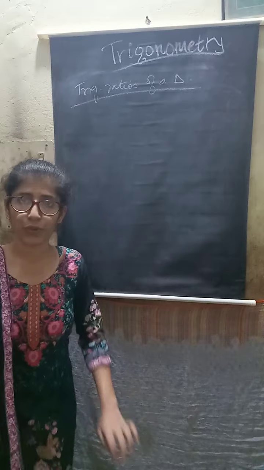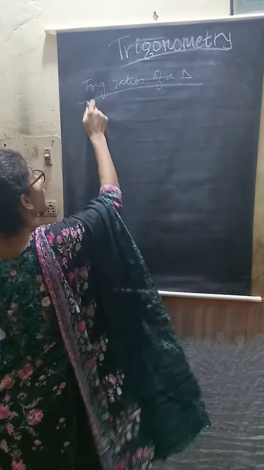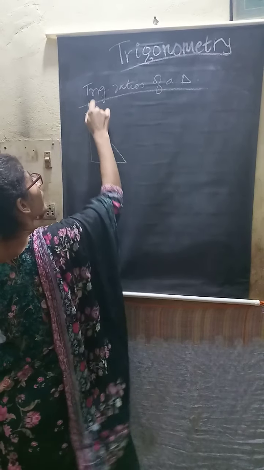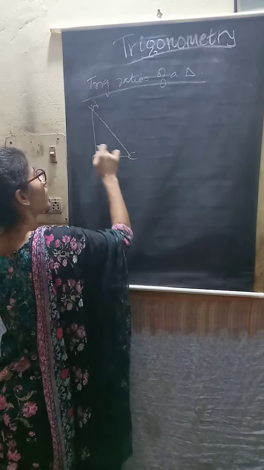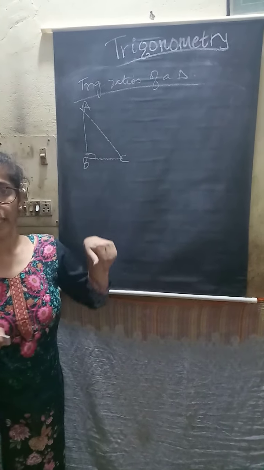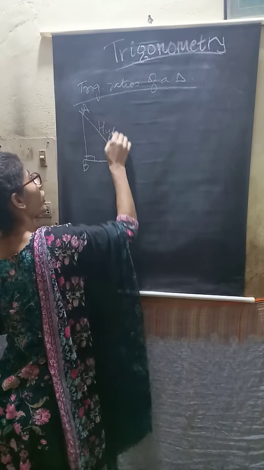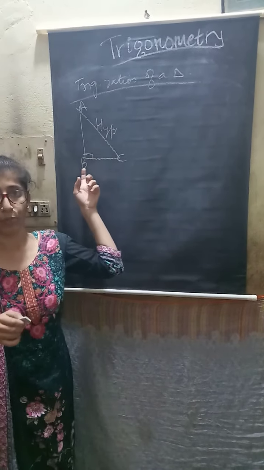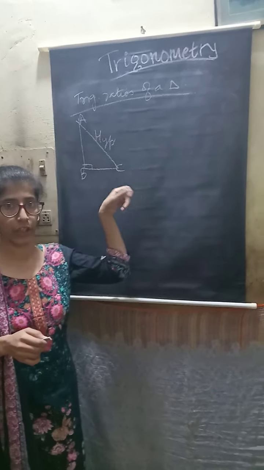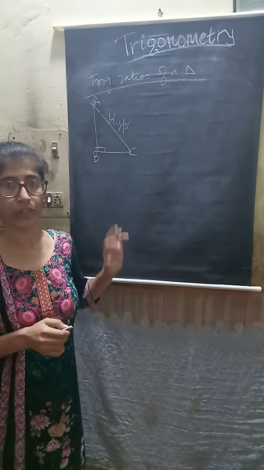These are the ratios of the sides of a right triangle with respect to its acute angles. Consider a right triangle ABC, right angled at B. First, we name the sides of the triangle before defining these. We know that the side opposite to the right angle is called the hypotenuse. The naming of the remaining two sides depends on the angle with which we are working.